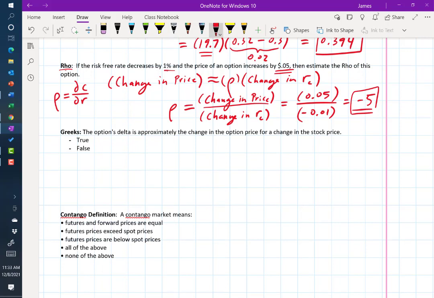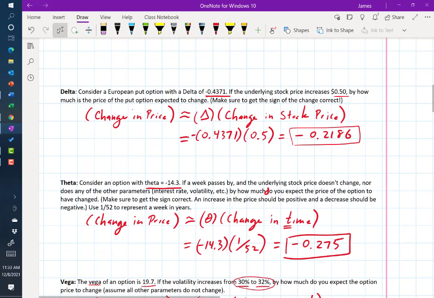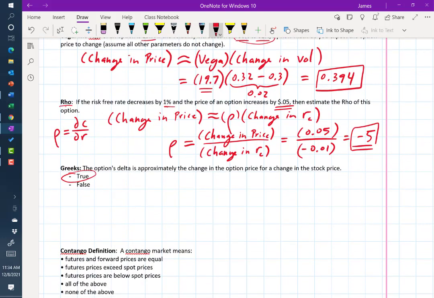The option's delta is approximately the change in the option price for a change in the stock price. That is true. That's exactly what it is. So if we go look at delta again, and if I take this and solve for delta, then I have change in price divided by the change in the stock price. And so that's exactly what delta is. If somebody gives me a delta like minus 0.44, then this tells me for every dollar that the underlying stock moves, the price of my option will move down. So if the stock goes up, the value of my option will go down by approximately 44 cents. So that's exactly what it is: change in the option price for a change in the stock price. Okay, so know that too. That's sort of the interpretation of it.